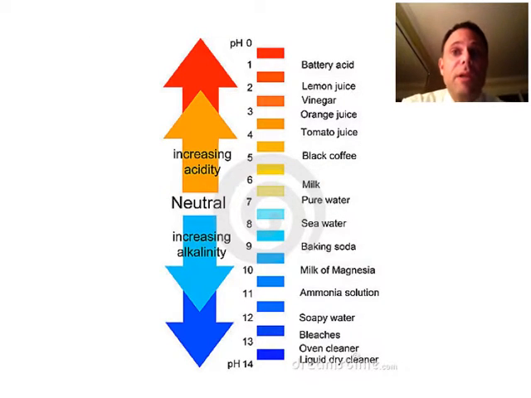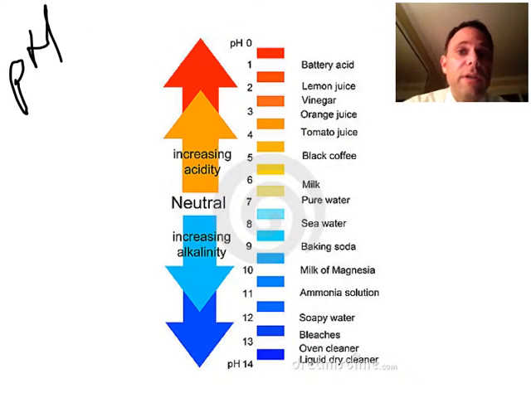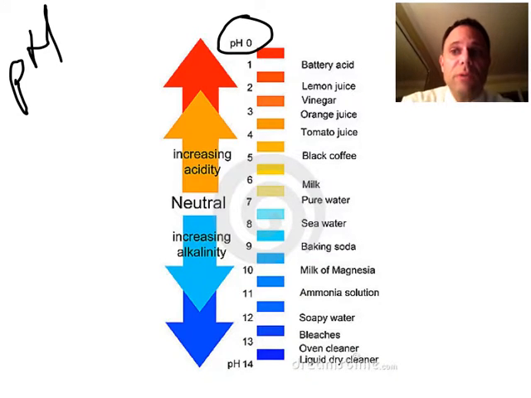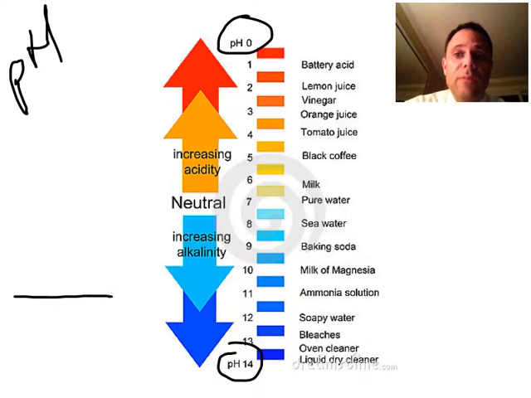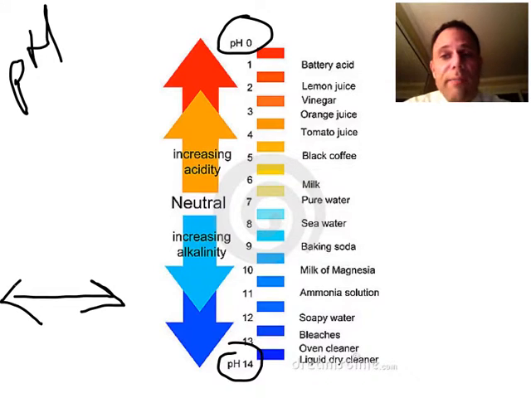Okay, so I mentioned pH. Here is a pH scale. It ranges from 0 to 14. Sometimes the scale is written from left to right. It doesn't really matter. Neutral is 7. Well, as you get lower, it becomes acidic.